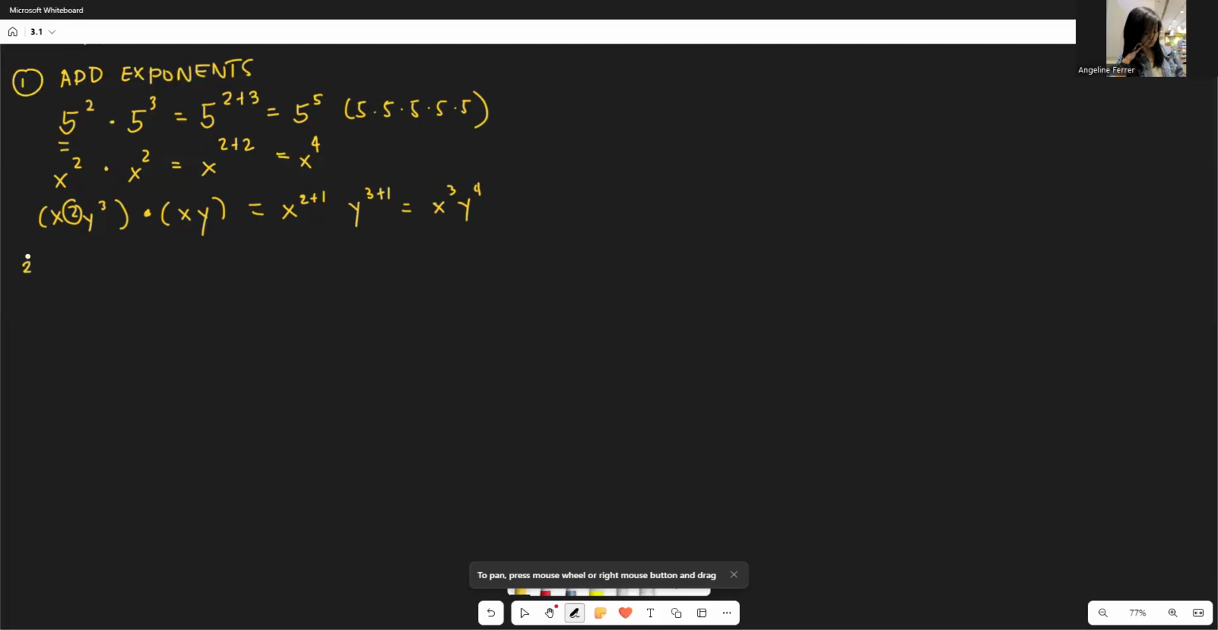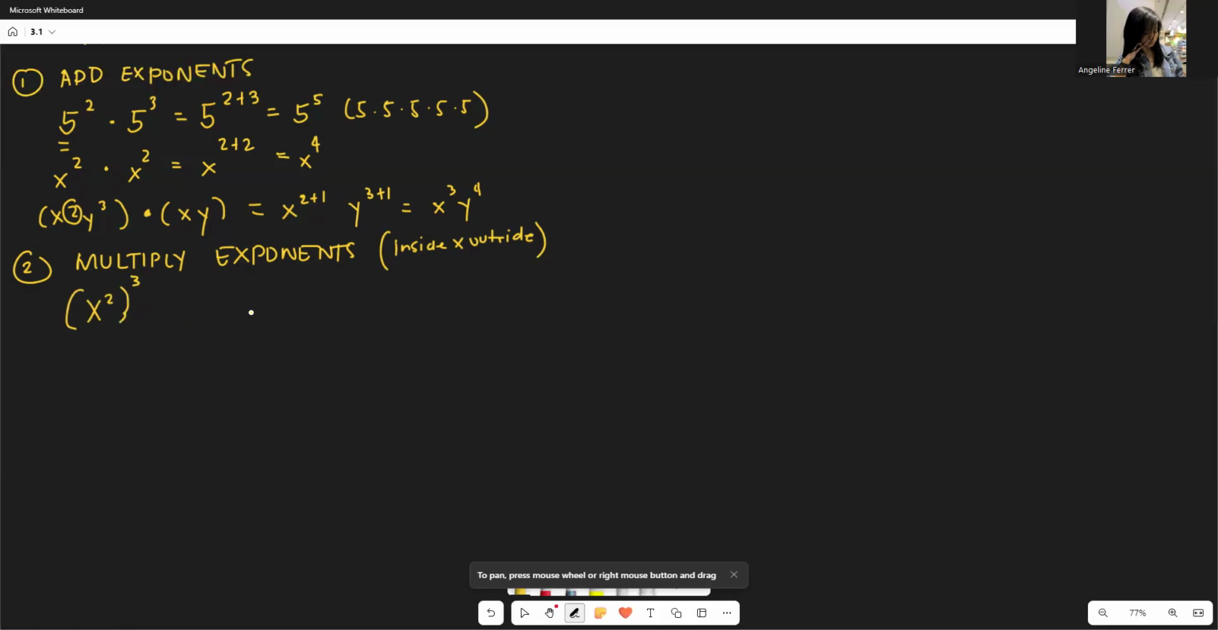And then the second rule, the next one, would be this: multiply exponents. Or, for me to remember it more easily, I say inside times outside exponent. When does this happen? For example, you have x raised to 2 and then raised to 3.